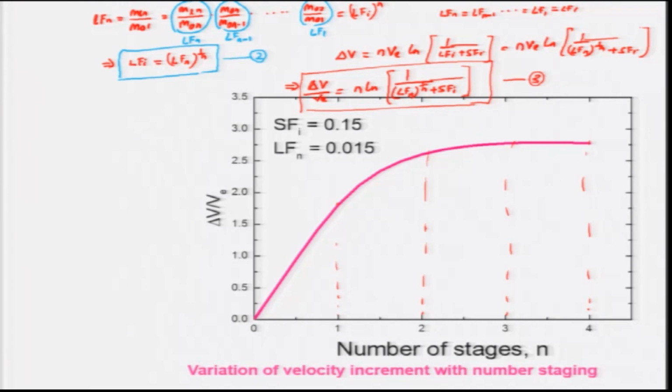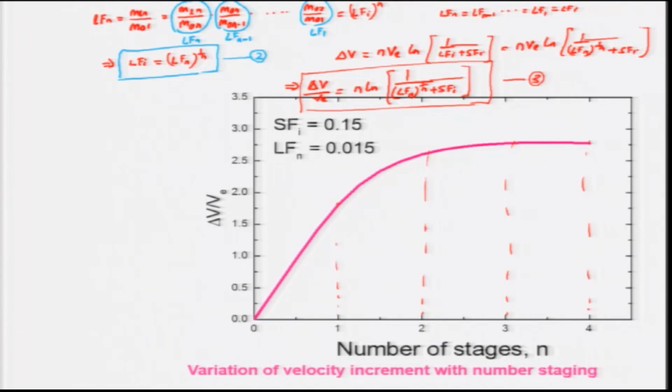Therefore, it is advisable to go for 3 stages only, because you are not gaining anything going beyond 3 stages. In comparison to the complexities involved in more stages, we are not gaining anything by going beyond 3 stages. So, generally, 3-stage rocket engines are preferred.